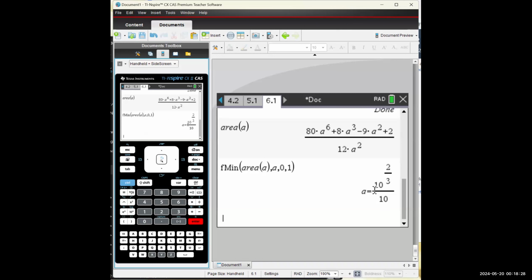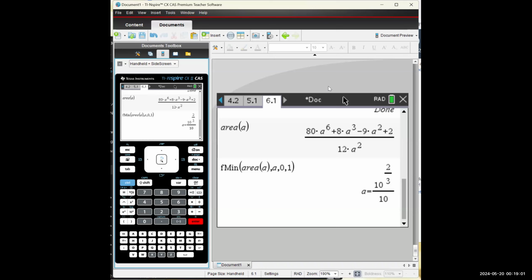This is the value of A that gives the minimum area, but the question doesn't ask for the minimum area, okay? So let's say a dash a equals 0, giving the value a equals 10 to the power 2 over 3 divided by 10. Of course, for those Casio users, they will obtain some sort of equivalent answer to that, okay?